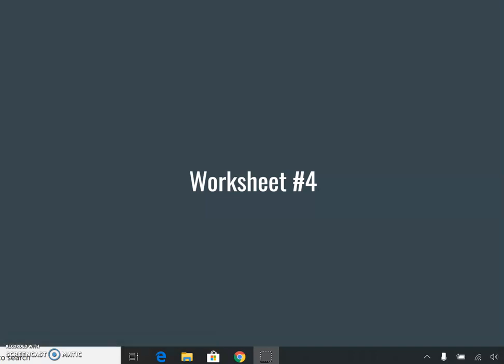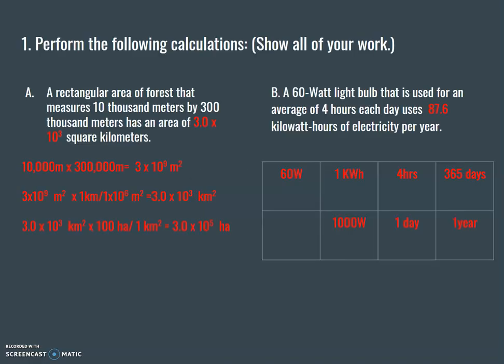Okay, APE students, let's take a look at worksheet number 4. We're going to start off with some calculations. So our first problem says to perform the following calculations. A rectangular area of forest that measures 10,000 meters by 300,000 meters has an area, and of course the answer's there, but we want to see how you got that answer.